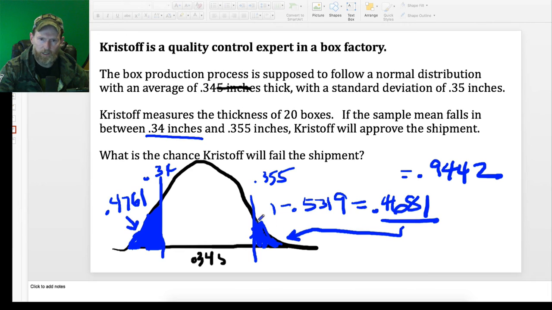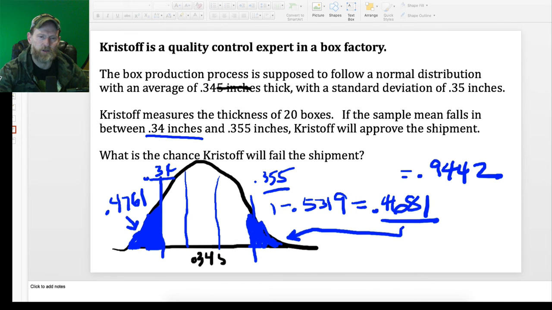So my drawing is probably a little deceiving. You may be thinking, well, that looks small and that looks small. But when you think about the distance from the mean, my drawing is probably not to scale. My drawing probably looks more like this. Okay? And another thing is that the standard deviation is 0.35.